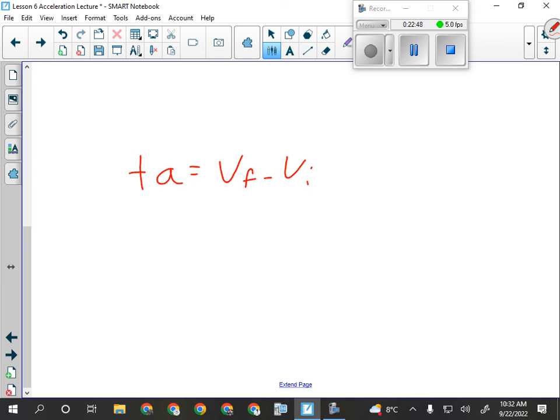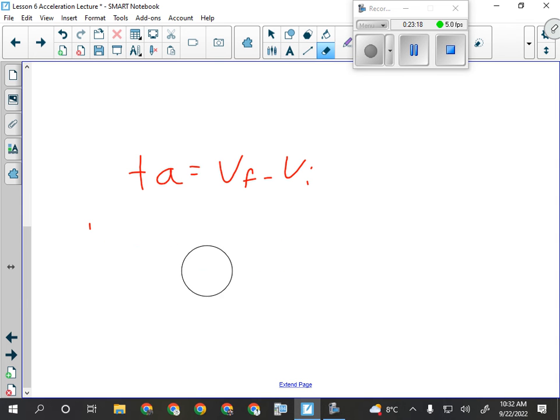Here's why I don't do it that way. If I subtract VF over here, I have T times A minus VF equals negative VI. I haven't gotten rid of that subtraction operation. It's still there. I always forget that what I solved for was negative, which means when I'm done, I have east when I'm supposed to have west. I always forget that, so I don't do it that way.